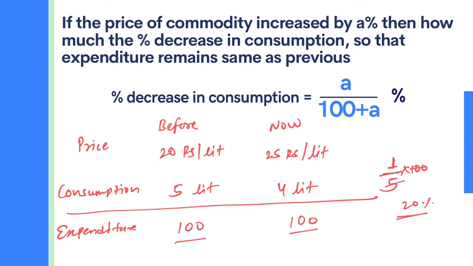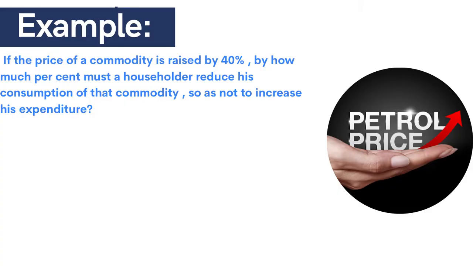Let's see one more example, then you will get a good grasp of this concept. This is our example. The example is saying if the price of a commodity is raised by 40%, by how much percentage must a householder reduce his consumption of that commodity so as not to increase his expenditure?